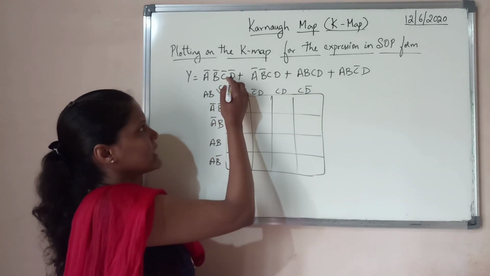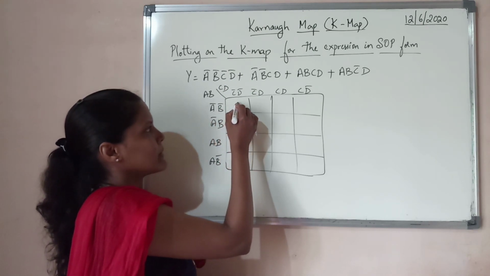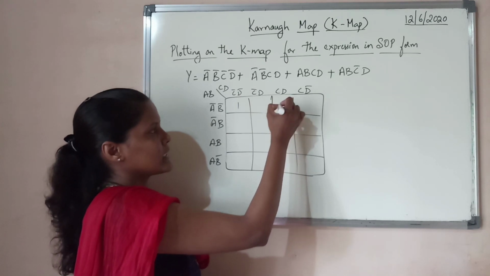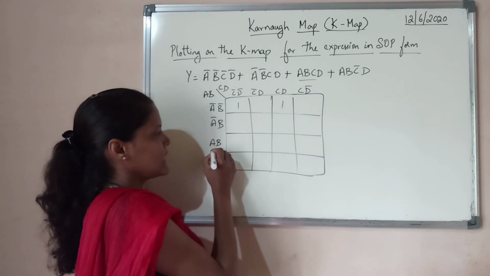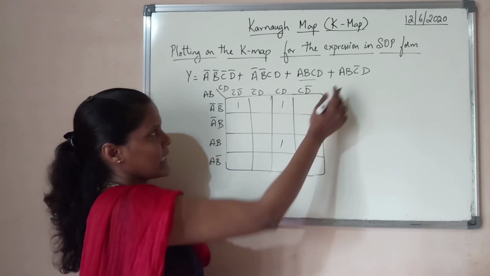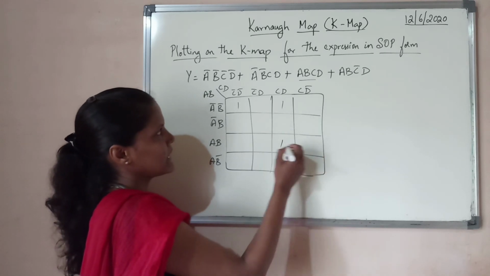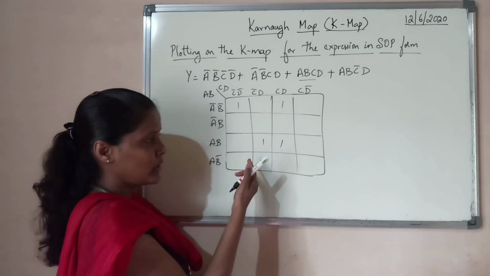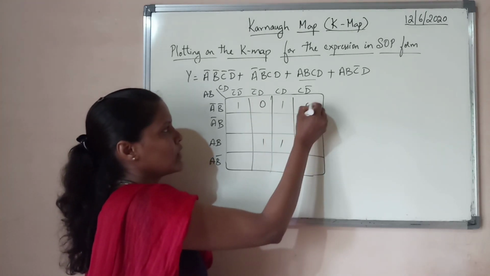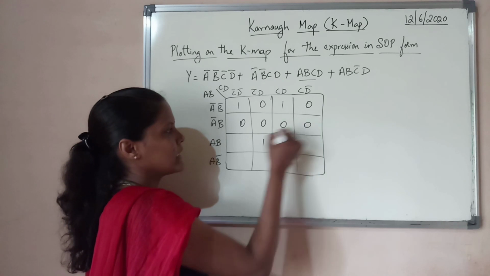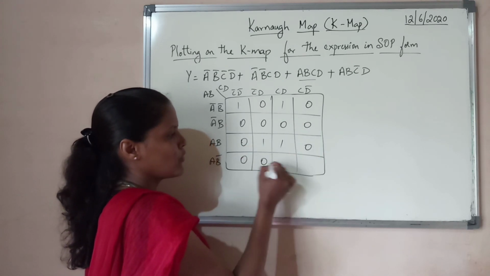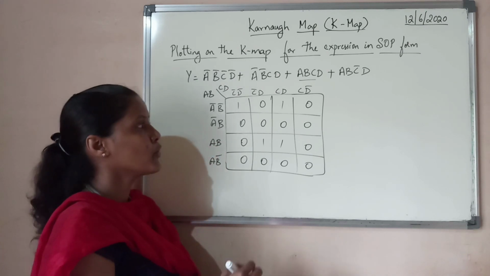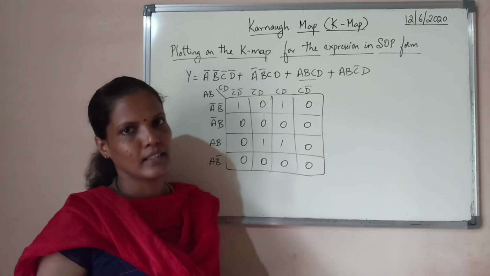A bar, B bar, C bar, D. Try to identify A bar, B bar, C bar, D. This is the first cell. A bar, B bar, C, D is over here. Next, A, B, C, D. A, B, C bar, D. So I have 4 different terms, so I have filled 4 ones, and the remaining cells will be filled with 0 like this. So this is plotting the K-map for 4 variables, which contains 16 cells.